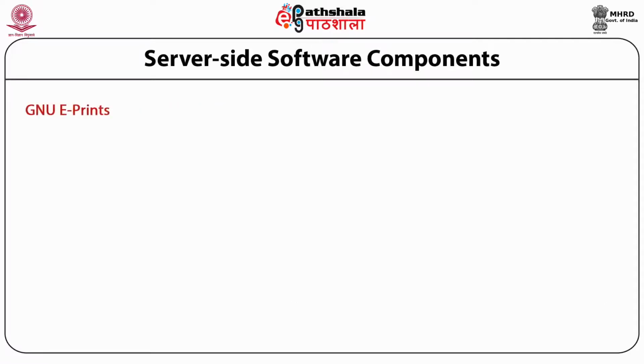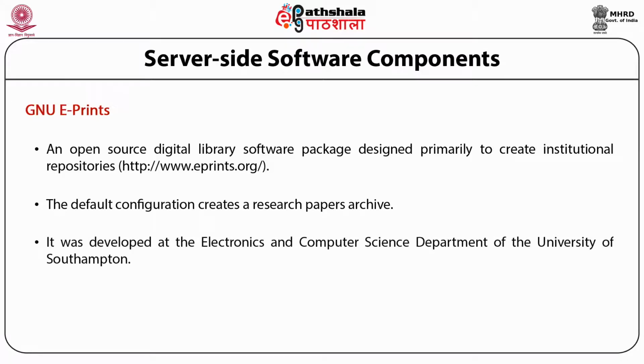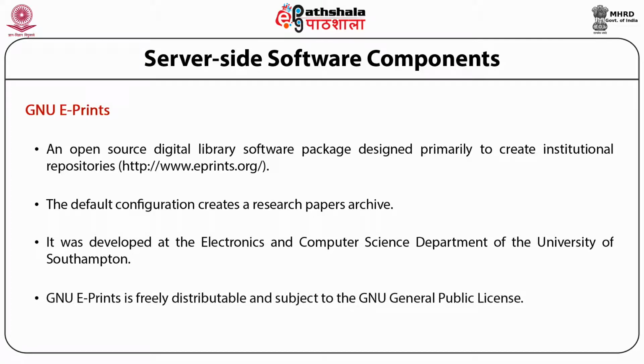GNU Eprints is also another open source digital library software package designed primarily to create institutional repositories. The default configuration creates a research paper archive. It was developed at the Electronics and Computer Science Department of the University of Southampton. GNU Eprints is freely distributable and subject to the GNU General Public License.